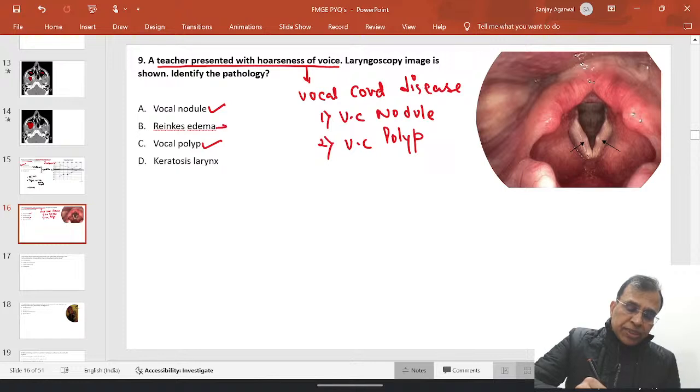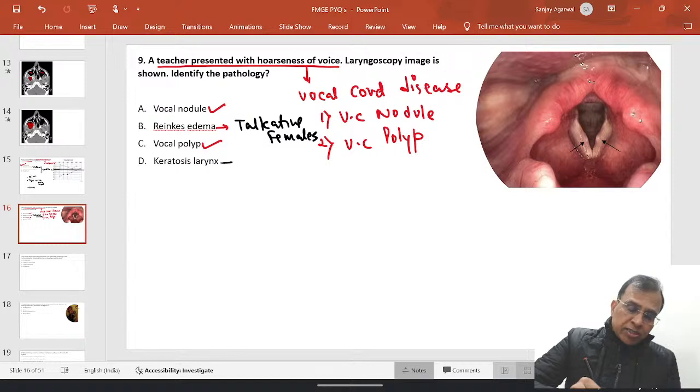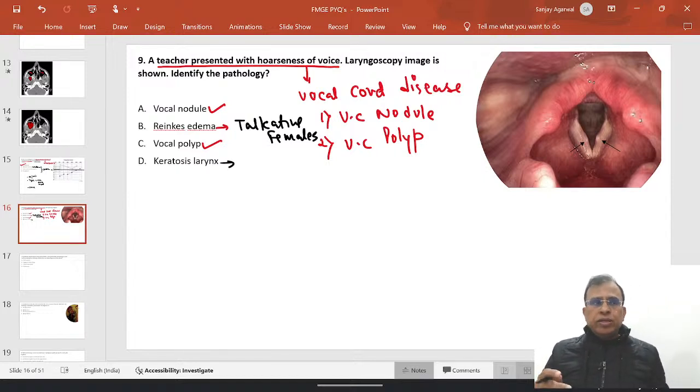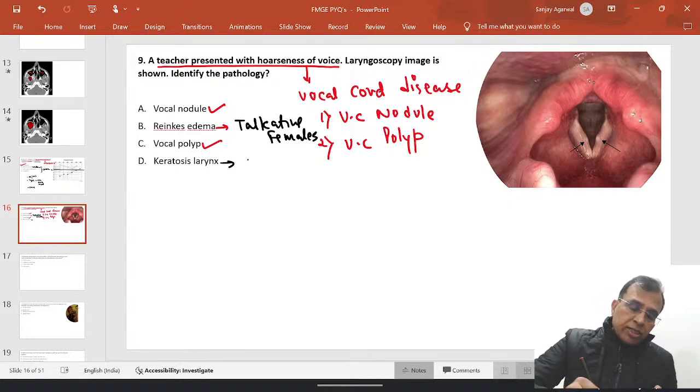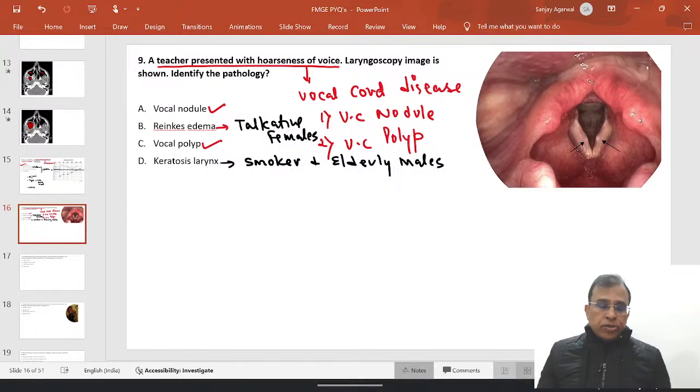Rhinitis edema is seen usually in talkative females. It is uncommon in teachers and singers. And keratosis is like a chronic laryngitis. It's like a pre-malignant situation of the vocal cord. It is seen in smokers and elderly males. It's a type of chronic laryngitis, you can say, keratosis of the larynx. Okay, it has nothing to do with the teaching profession and misuse of voice. So these two are unlikely in this patient.